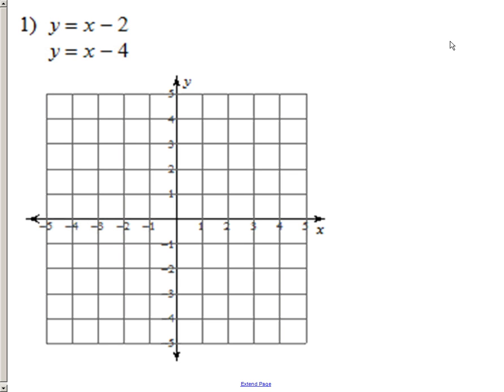Alright, so here's how you do the homework from last night. If it says solve by graphing, and that's what numbers 1 and 2 were, you've got to go through and actually graph both of the equations. So I'm going to color code it to make it just a little bit easier to see. We're going to put the first equation in red.